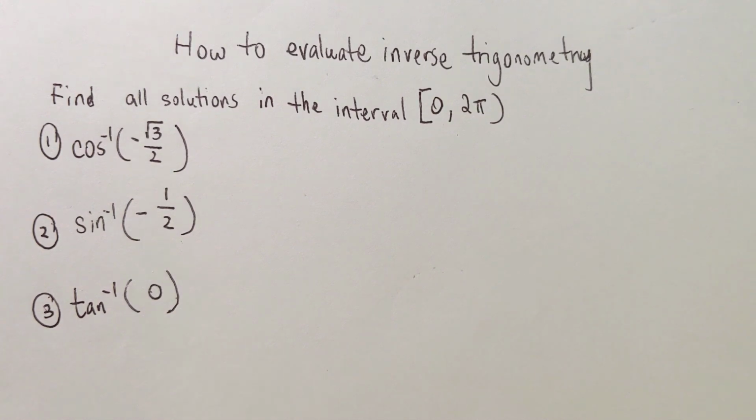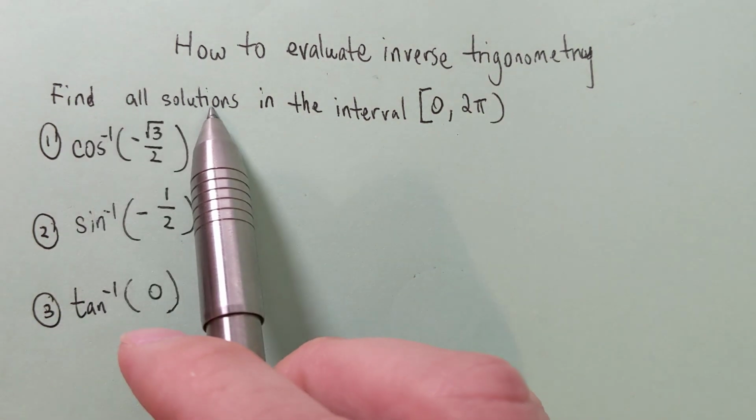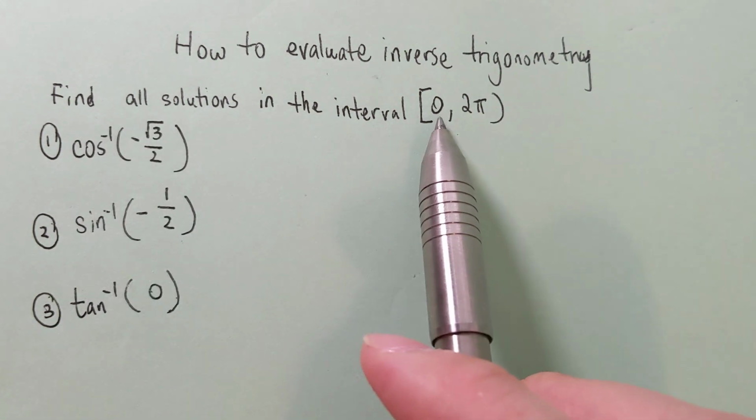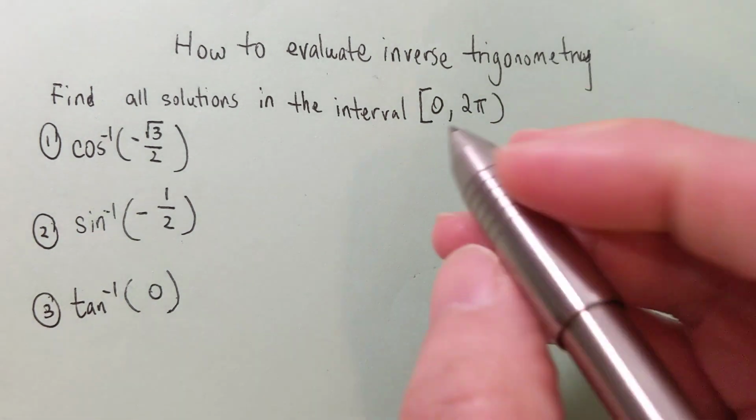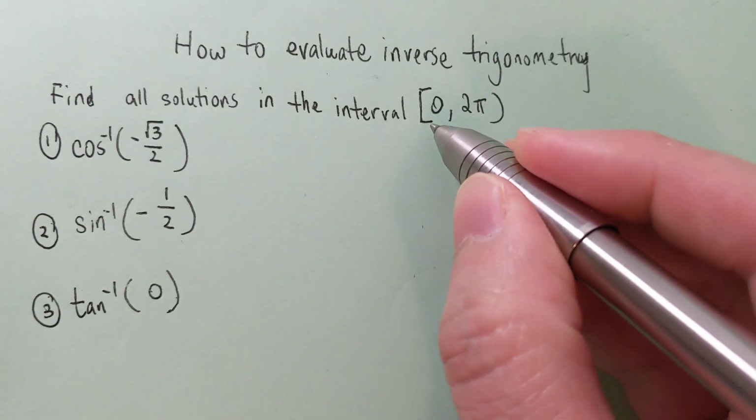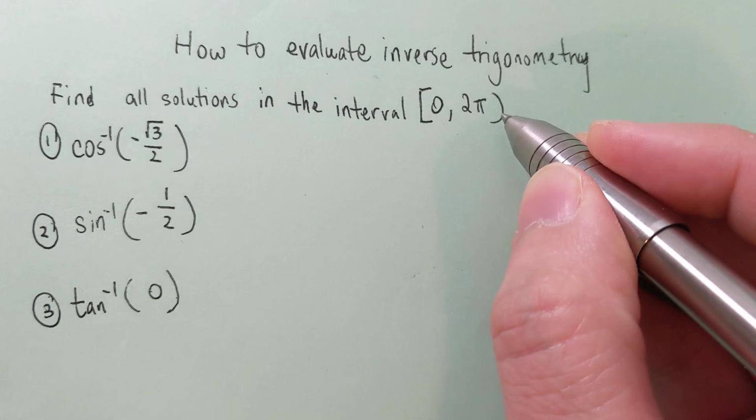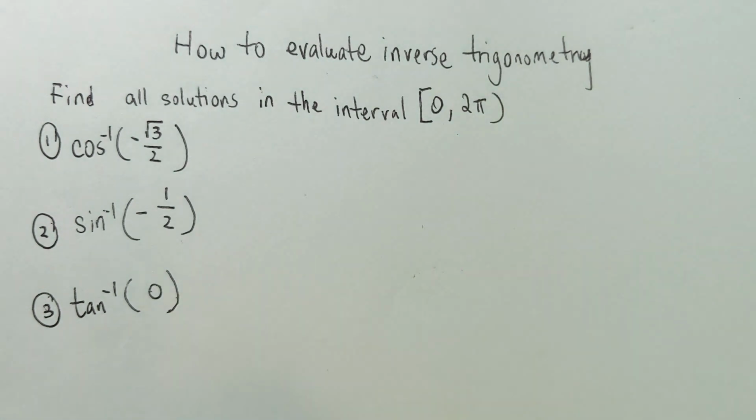Today we are going to talk about how to evaluate inverse trigonometric functions. The instructions are important. It says find all the solutions in the interval from 0 to 2 pi. The bracket here means you include 0. The parenthesis here means that you do not include 2 pi.